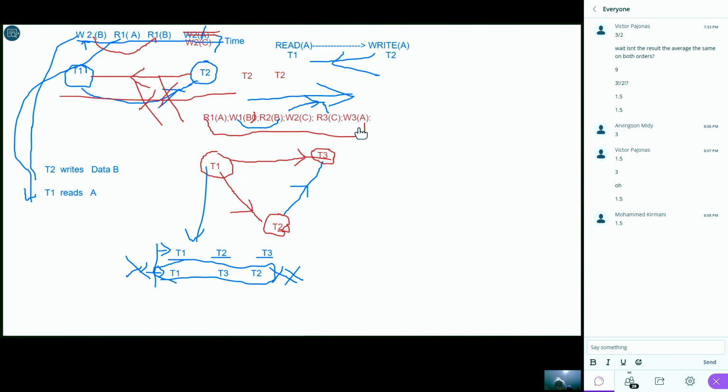Right here. Because if you follow this, then there'll always be T1 first and T3 later. You can't follow this way. How can you follow this way? This is no good. This is T1 first, then T3, and then this says T2 first.